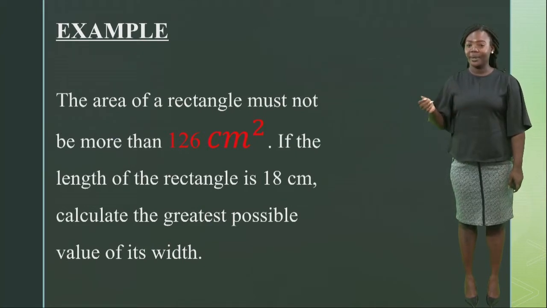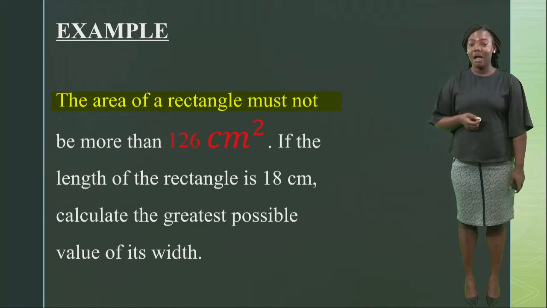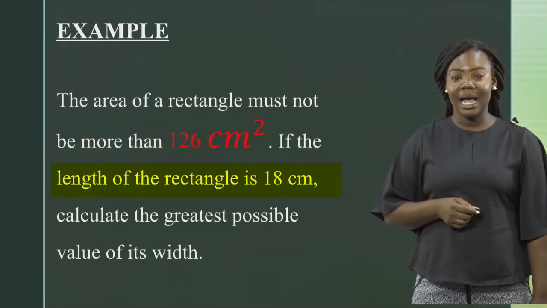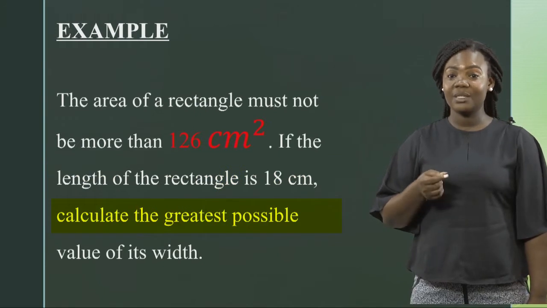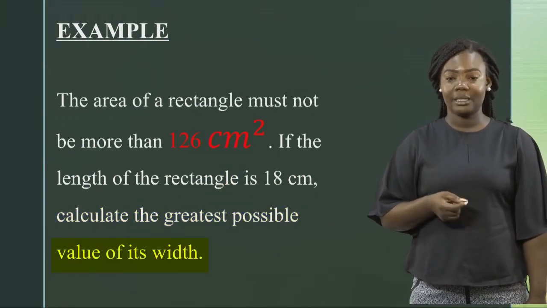Now, it says here, and you can read with me, the area of a rectangle must not be more than 126 centimeters square. If the length of the rectangle is 18 centimeters, calculate the greatest possible value of its width.